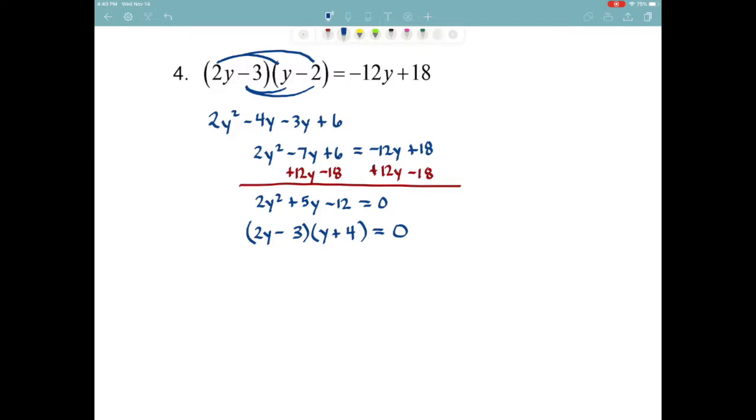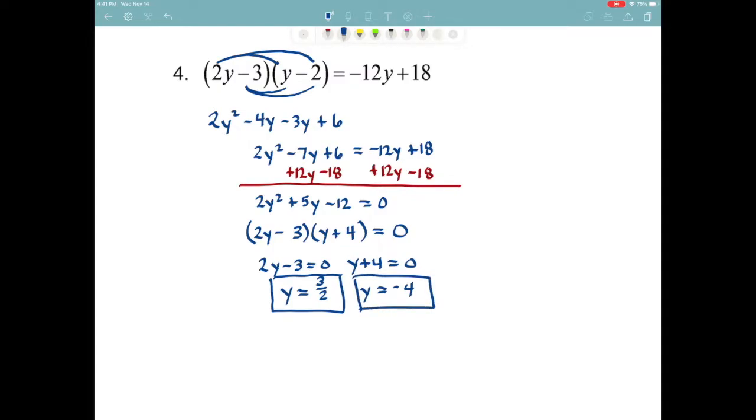Like I said, you can go ahead and take your time, factor it, pause the video if you need to, and then come back and check it. But we're going to set each of those equal to 0. Using our zero product property, we're going to end up with y equals 3/2 and y equals negative 4. Now each of these can be checked by plugging them back in. I've already checked them, and for time's sake here, I'm going to tell you that they both work out.